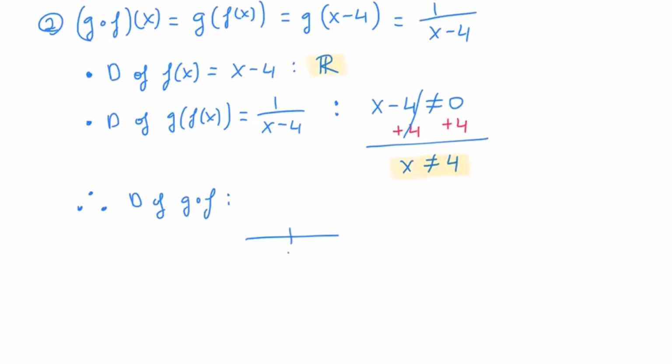So on our number line, we have the number 4 there. And we cannot have 4. So there's a hole there. So our domain is from negative infinity to 4, not including 4. Union 4 to infinity.